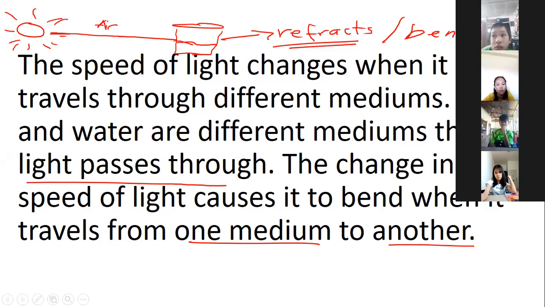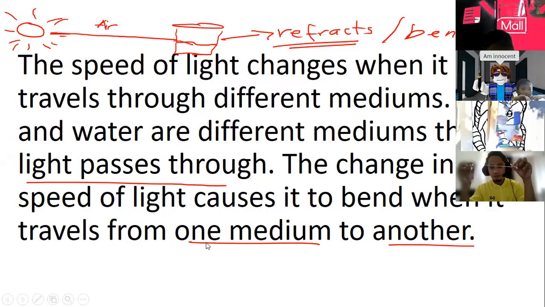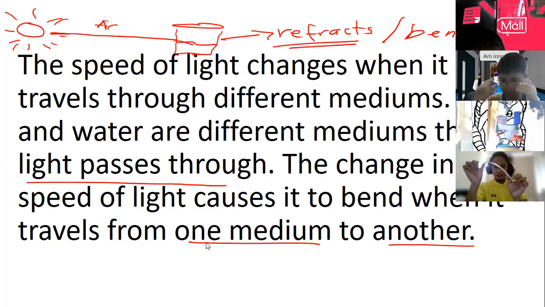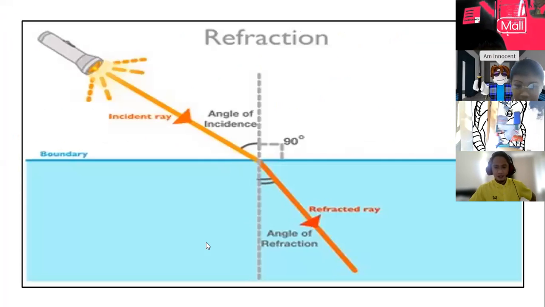Look at my screen. Look at my camera here. This is a ruler, right? Straight line. When it bends, it looks like this. It bends. What's that in Thai? From straight becomes bend. I cannot hear. Okay. Maybe. Okay, here. So this is the refraction.